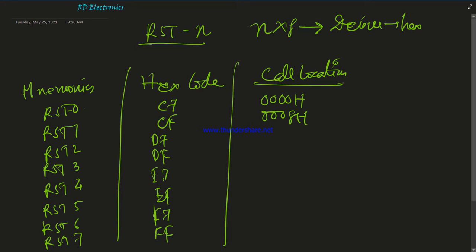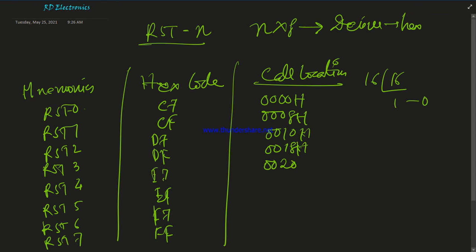Next, 8 into 2 is 16. So 16 is the hexadecimal form. What is the binary? 10, so basically 0010. Next one is 3 into 8, 24. That means 0018. Next one is 4 into 8, 32. That means 0020. Next 0028, and similarly 0030 and 0038.